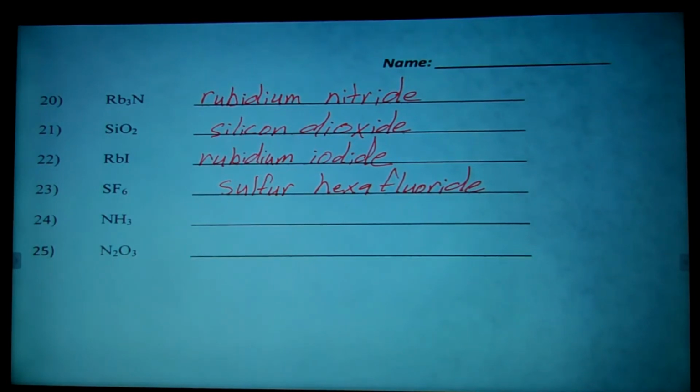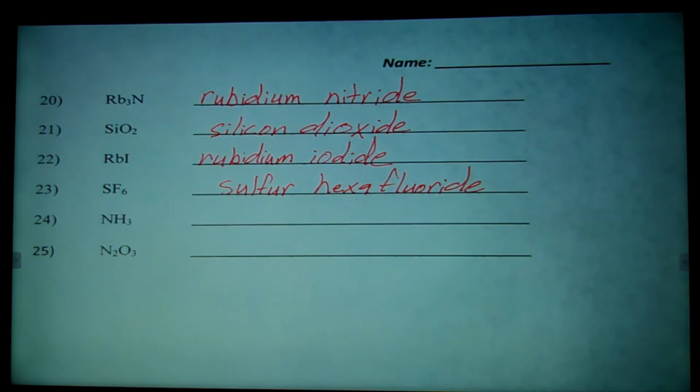Well, I have a question. On number 34 on the other one, there was one that had a double I. It's triiodide. Yeah, on that one you can't drop the I. You're stuck with it. From that you can tell.